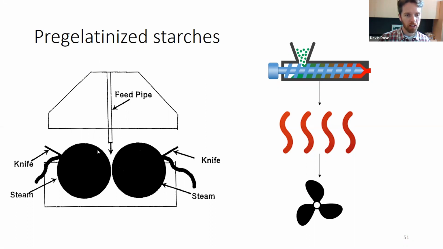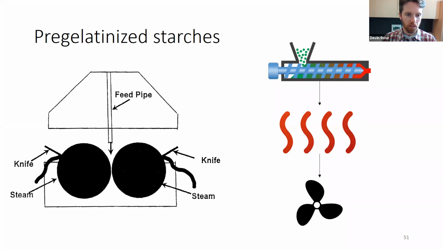Then it comes out here, and these two black circles are big drums that are filled with steam, so they're super hot. They're rotating in this direction towards each other. As this starch comes through here, it will come in contact with these heated drums, and as soon as it comes in contact with that drum, it will simultaneously cook and dry.